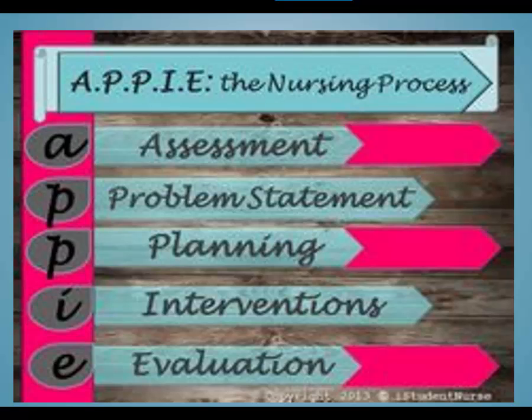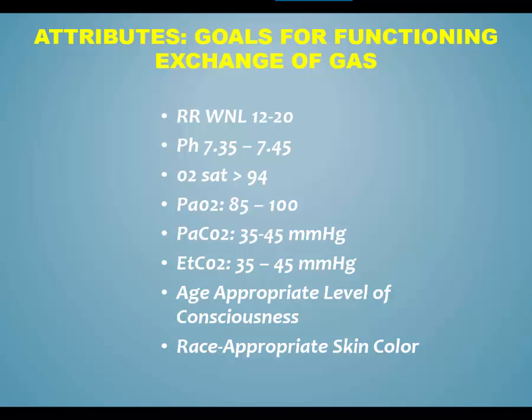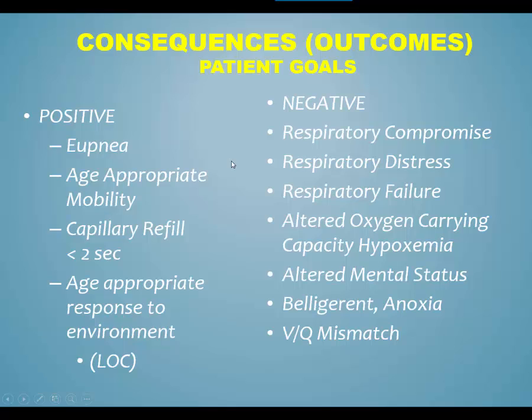Here we have the attributes, or what must occur in order to see positive consequences. When we assess our patients, we will be looking for these attributes to all be within normal limits. That includes respiratory rate, ABGs, level of consciousness, and skin color should all be within normal parameters. When attributes are within normal limits, we will see positive consequences, and if not, we will assess negative consequences.